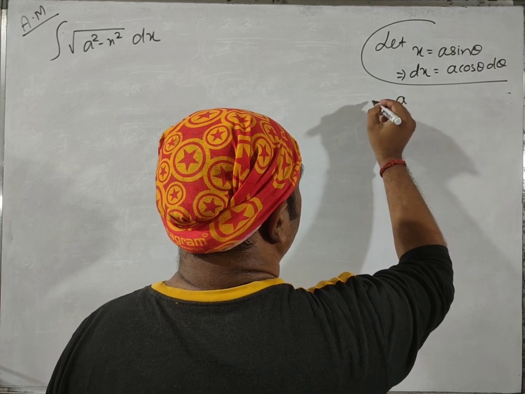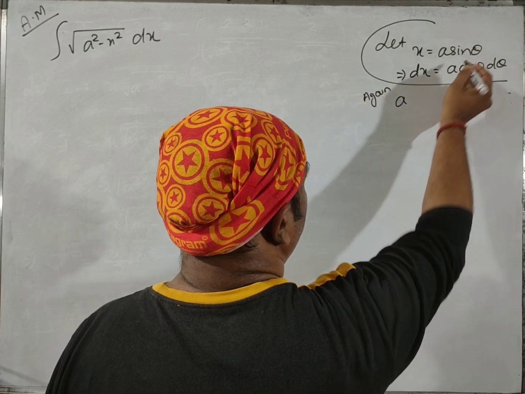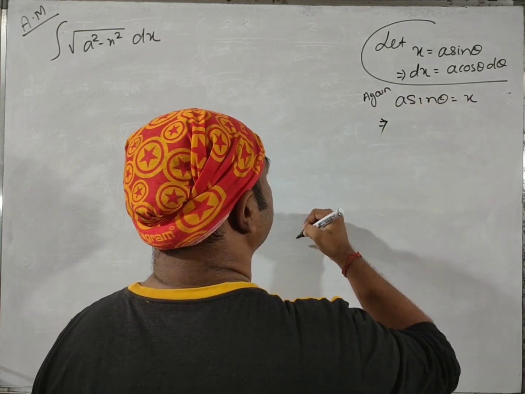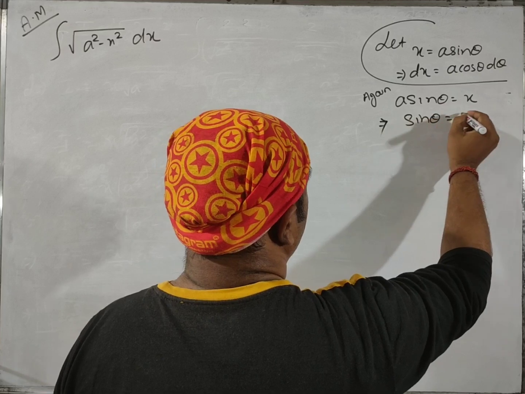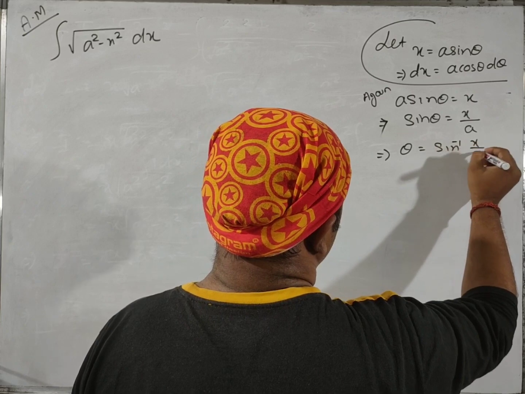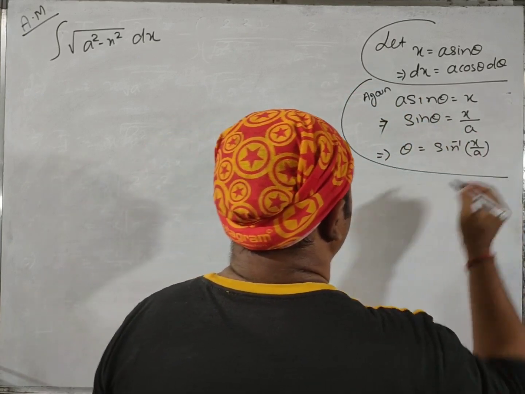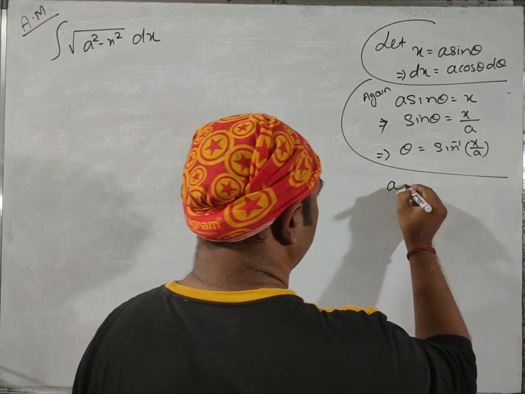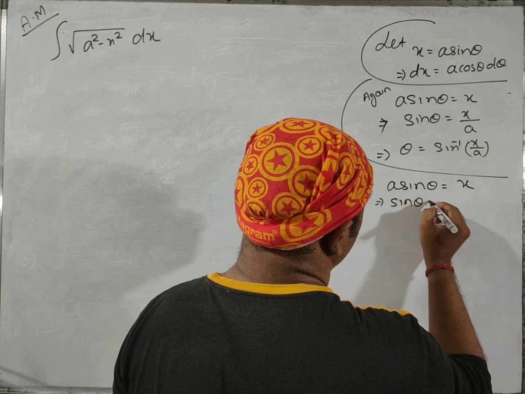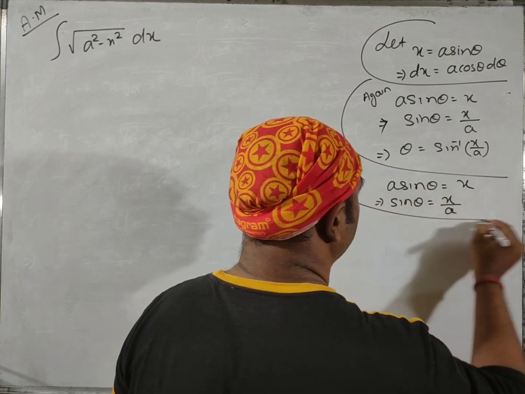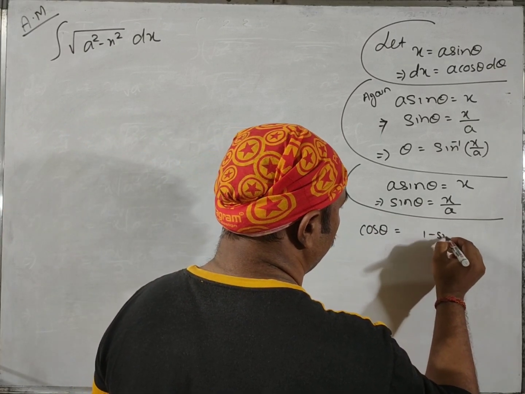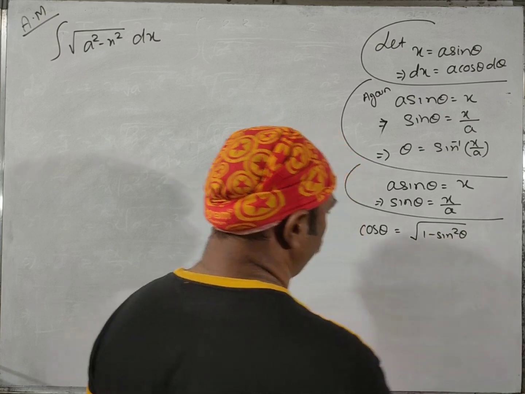Again, as we have known that a sin theta is equal to x, then sin theta will be equal to x by a, then theta will be equal to sin inverse x by a. Here it is another assumption. Again, a sin theta is equal to x, that implies sin theta is equal to x by a. We know that cos theta is equal to square root of 1 minus sin square theta.